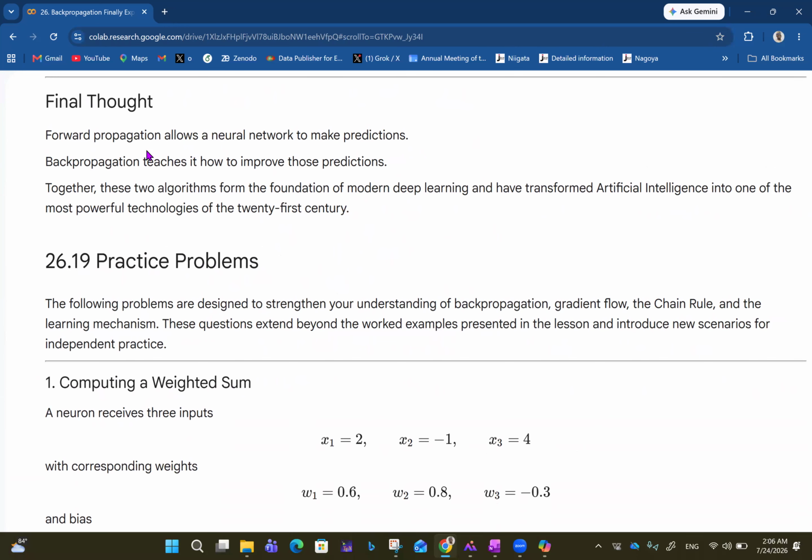All right. So forward propagation allows the neural network to make predictions. Backward propagation teaches it how to improve those predictions. And that is what we call learning. So together, these two algorithms form the foundation of modern deep learning and have transformed artificial intelligence into one of the most powerful technologies of the 21st century.